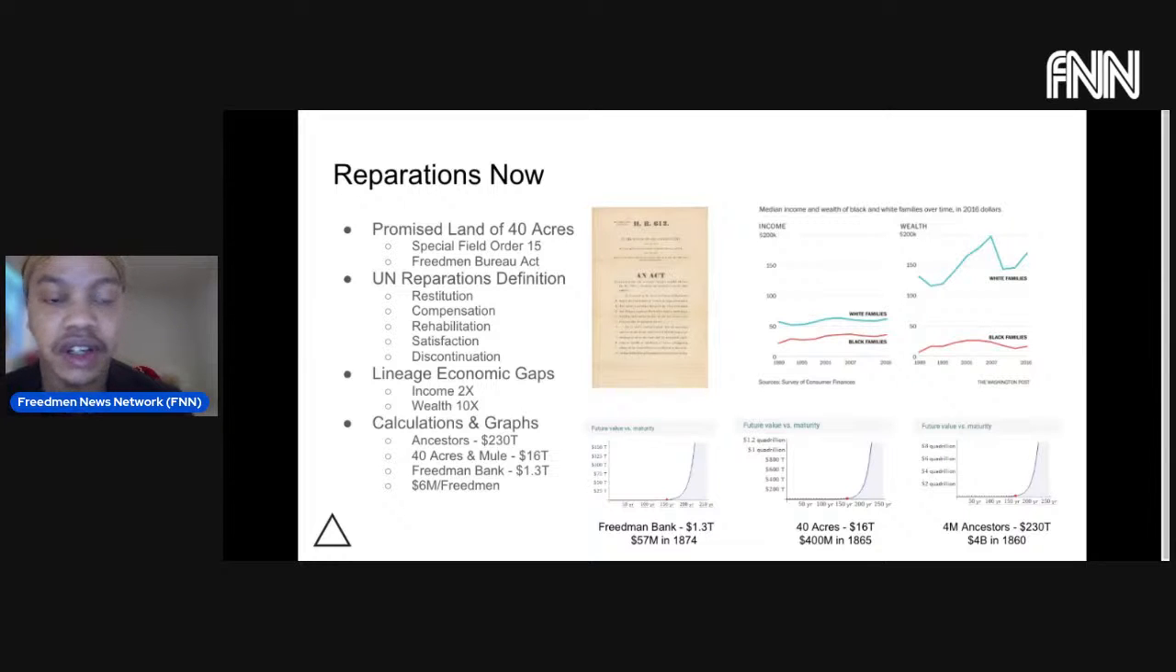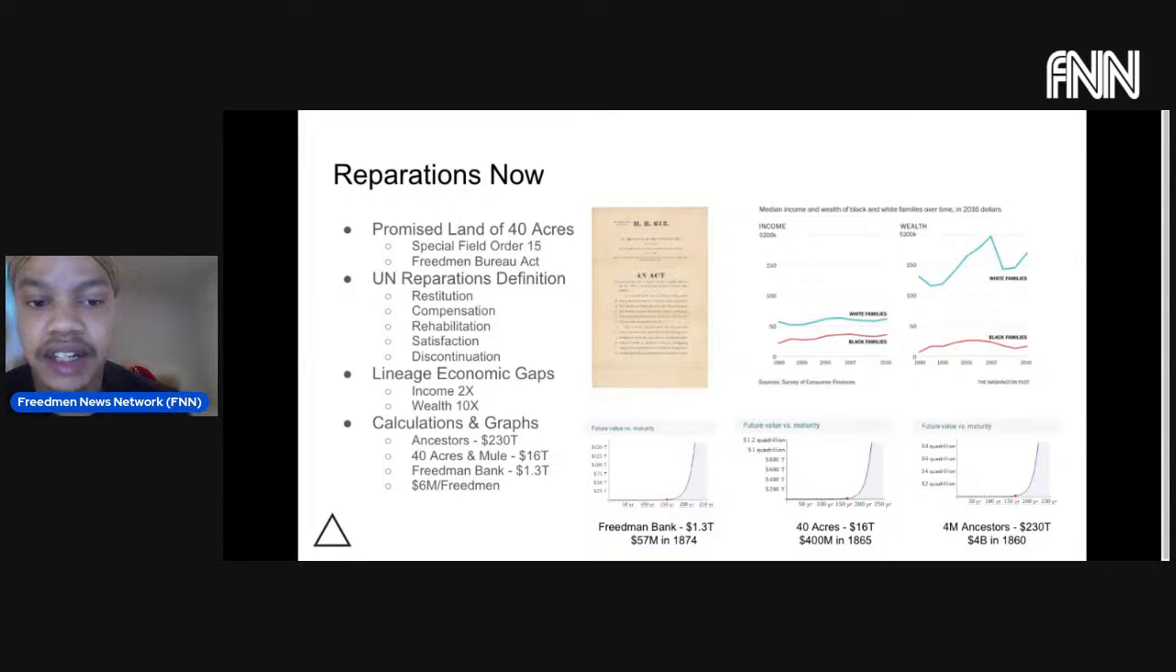Then you have the United Nations definition of reparations, which includes restitution, and restitution involves return of property, return to one's homeland, which in our case represents the South and our initial 40 acres and a mule, where that was at. Compensation includes things like loss of potential earnings and loss of earnings, moral damage, damage of property. It also includes cost of legal and social services as well.